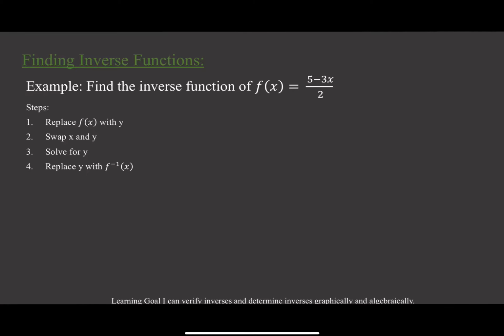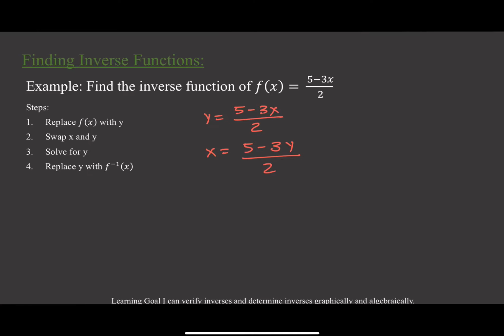So again, our first step is just to replace f of x with a y. So we're going to have y equals 5 minus 3x, all divided by 2. Then we're going to swap the position of x and y. So we're going to have x is equal to 5 minus 3y, all divided by 2. And step 3 says we've got to work to get the y by itself. We've got to solve for y.